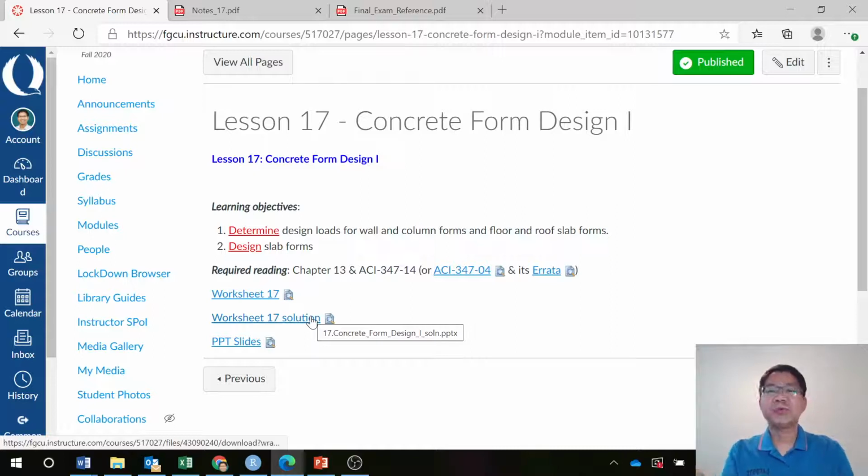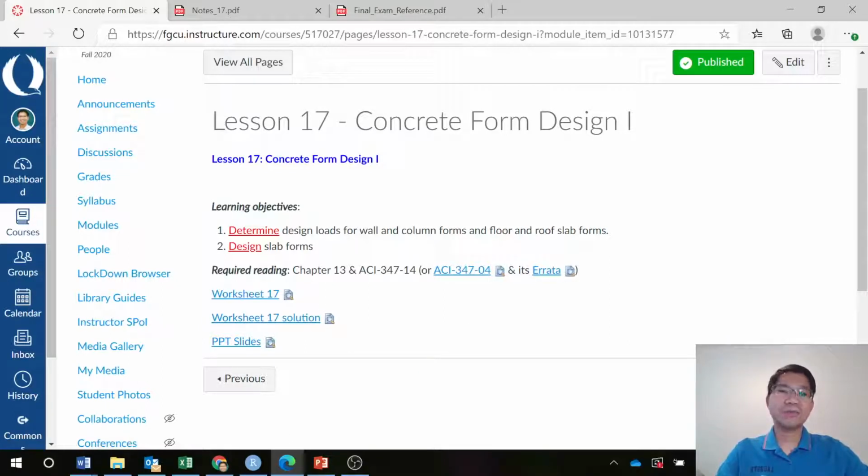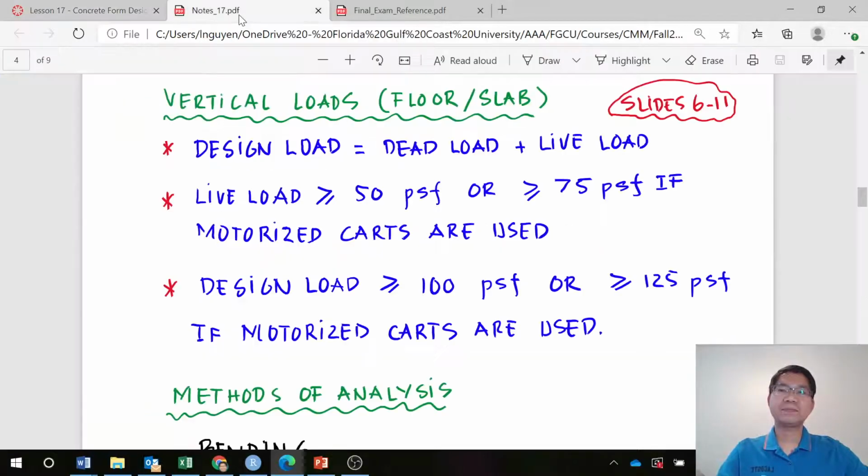In the lesson videos, we learned the concrete pressures and how they apply to the vertical forms, which are row and column forms. Now we want to determine the design loads for the floor and roof slab forms, and then move on to the last problems of today's lesson to design for the slab forms. So let's go to the load that we apply for the floor and slab forms.